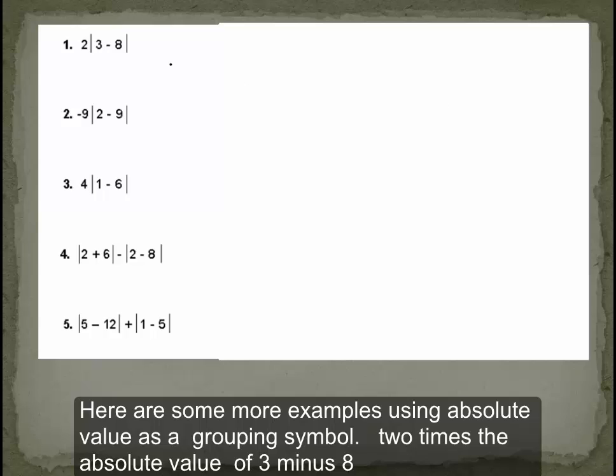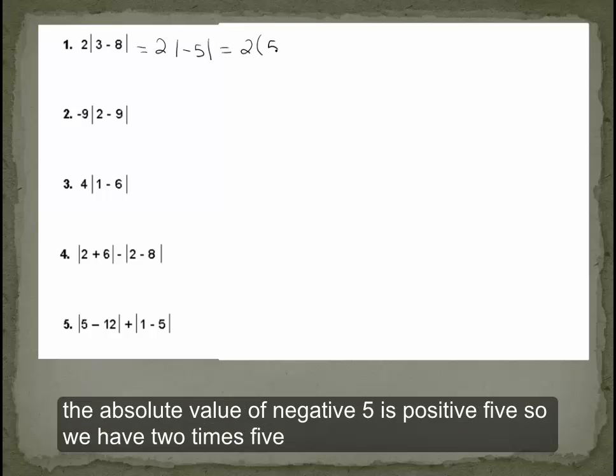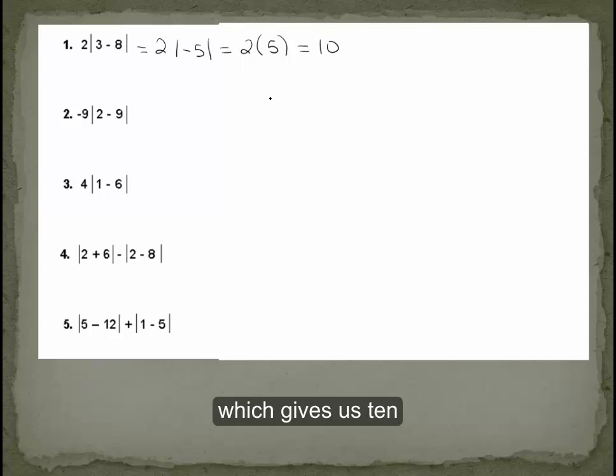Here's some more examples using absolute value as a grouping symbol. 2 times the absolute value of 3 minus 8 is 2 times the absolute value of negative 5. The absolute value of negative 5 is positive 5, so we have 2 times 5, which gives us 10.